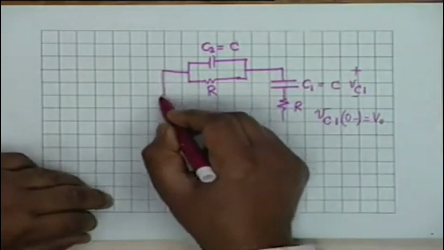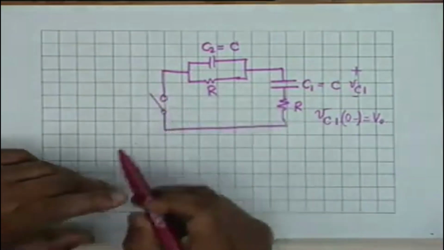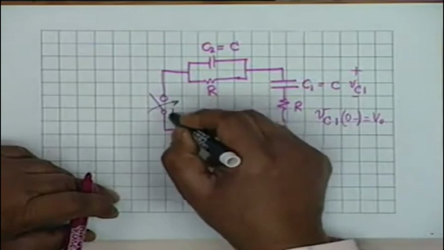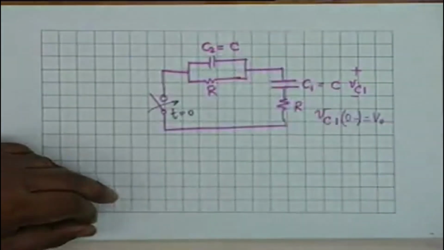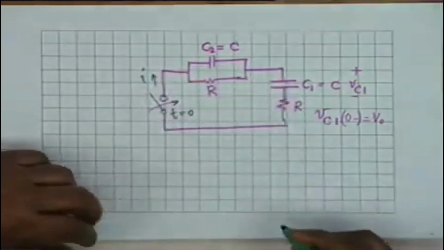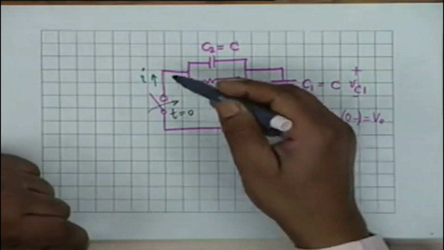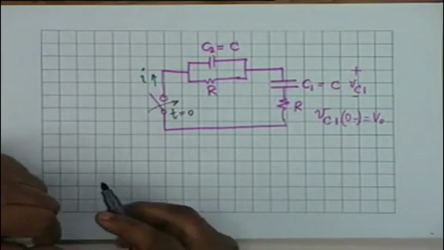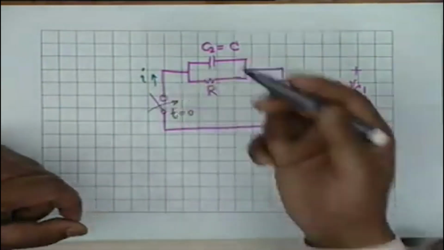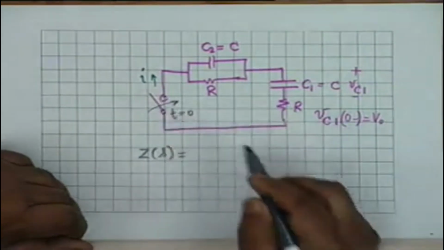And then there is a switch here which is closed at t equal to 0, and it is this current I that we wish to find out. Alright? This is a situation in which one should find the impedance between these 2 points, the impedance offered to the switch before it closes. Then by shorting this we find the current. So let's find the impedance between these 2 points.